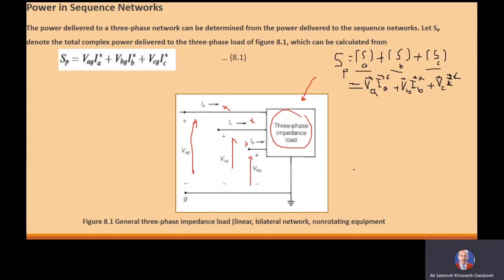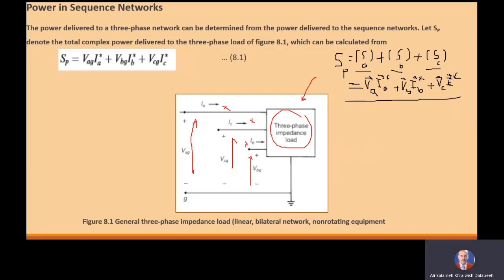This is the general form. This equation is valid for any system, whether the system is balanced, whether the system is unbalanced, whether the system is symmetrical or unsymmetrical. This is the general form of calculating the apparent power.